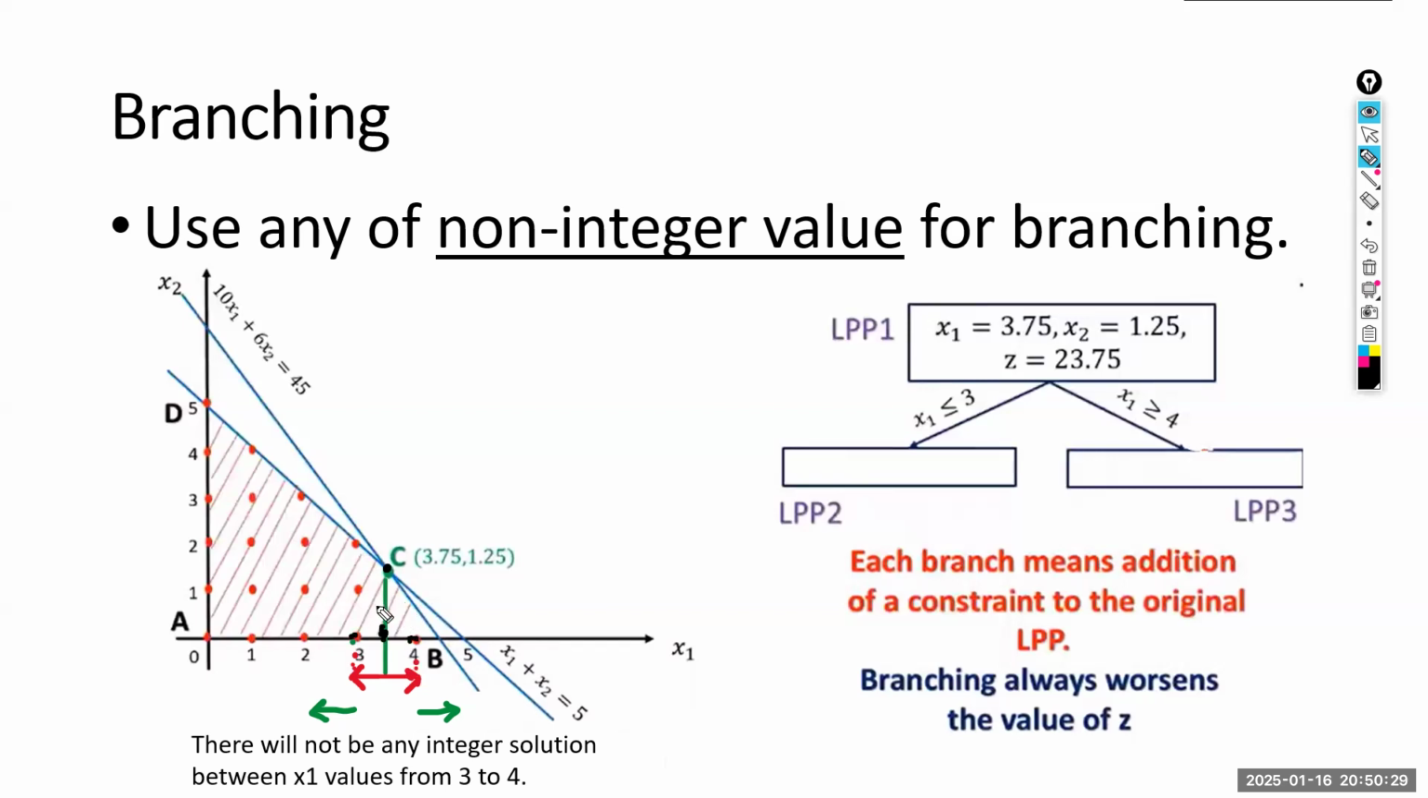So therefore our integer solution must be either greater than or equal to 4, that is x1 greater than or equal to 4, or less than or equal to 3. Those are the two branches.